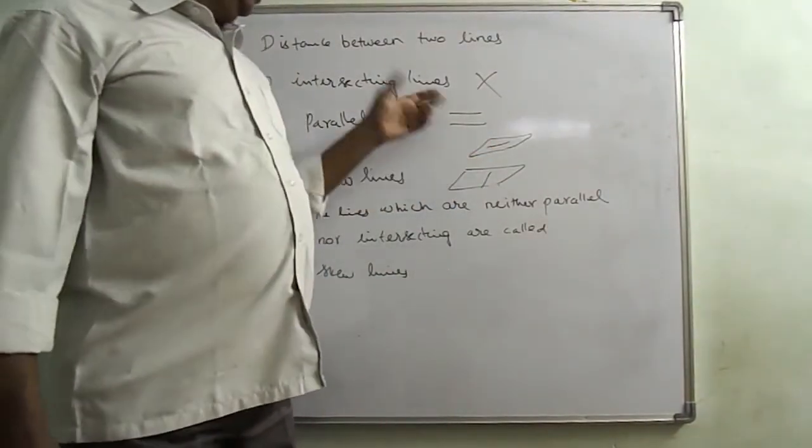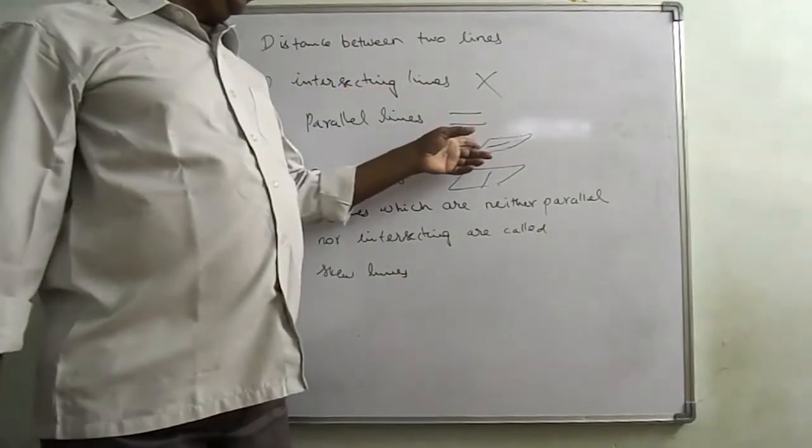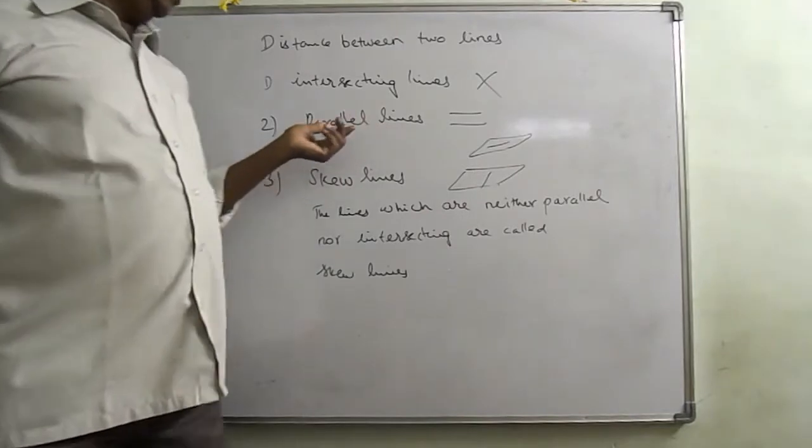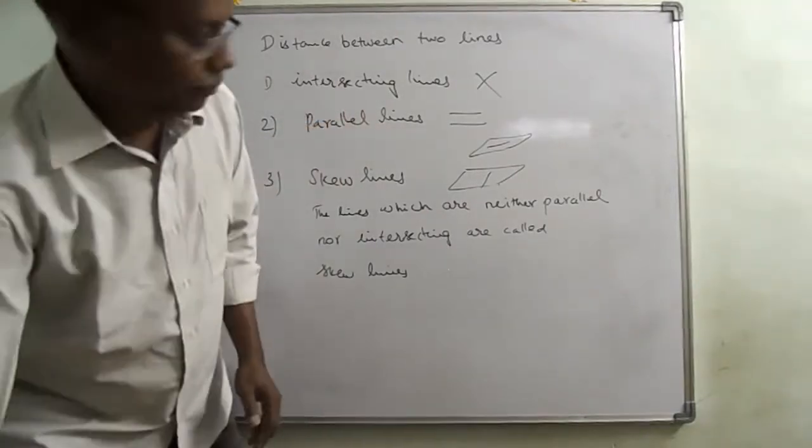They never meet. Therefore they are not intersecting, and also they possess some different directions. Therefore those lines are not parallel lines.